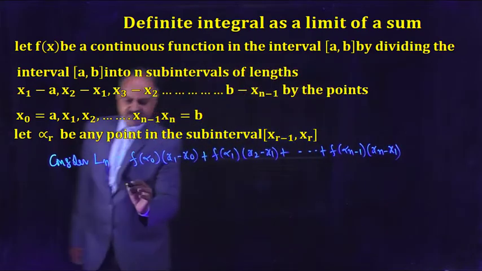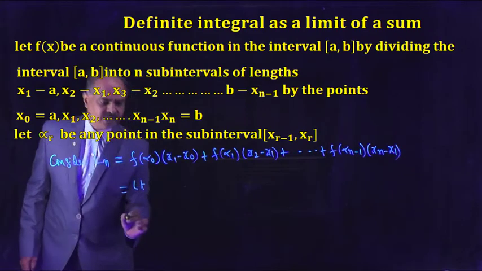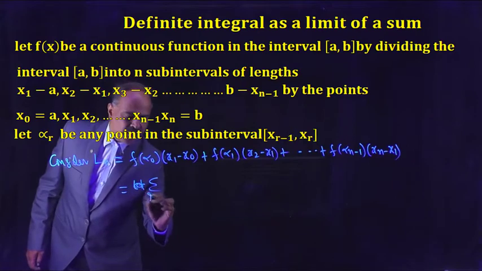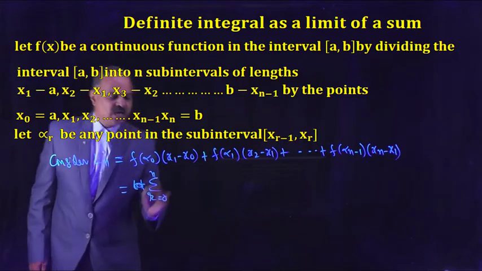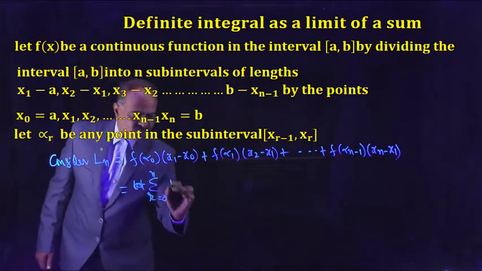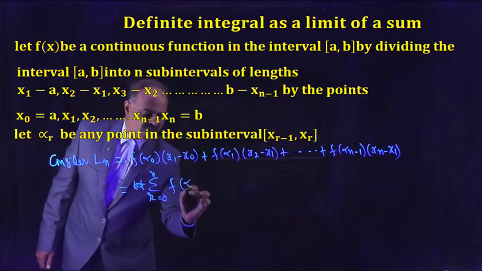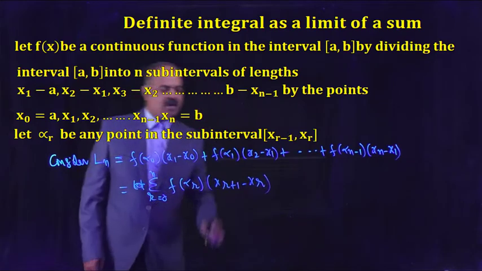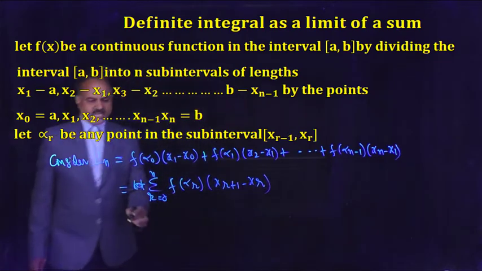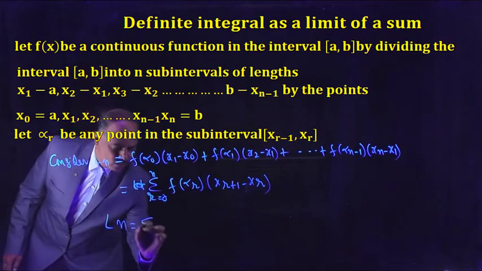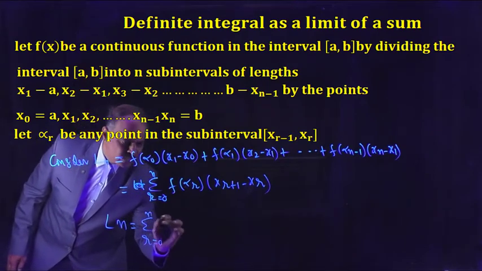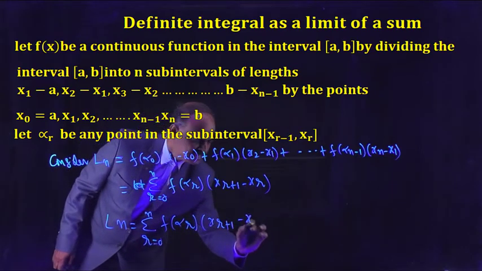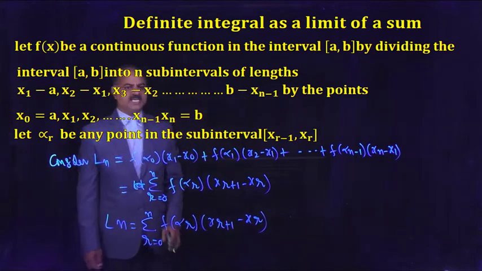Now this can be written using sigma, r equal to 0 to n. So Ln equals sigma r equal to 0 to n of f of alpha r into xr plus 1 minus xr.